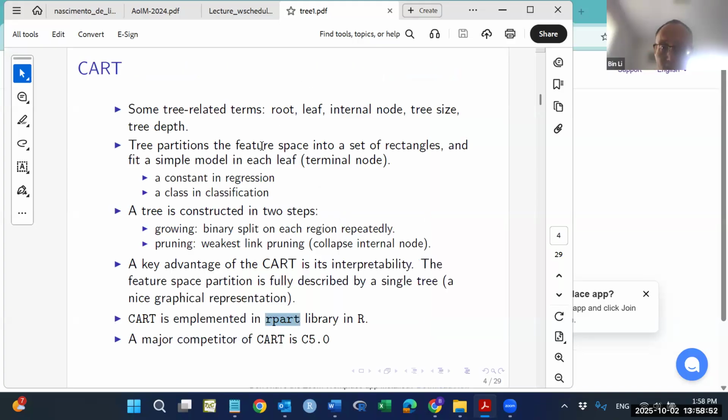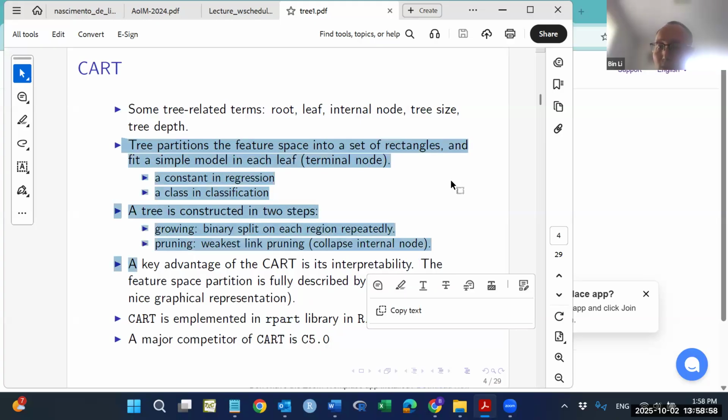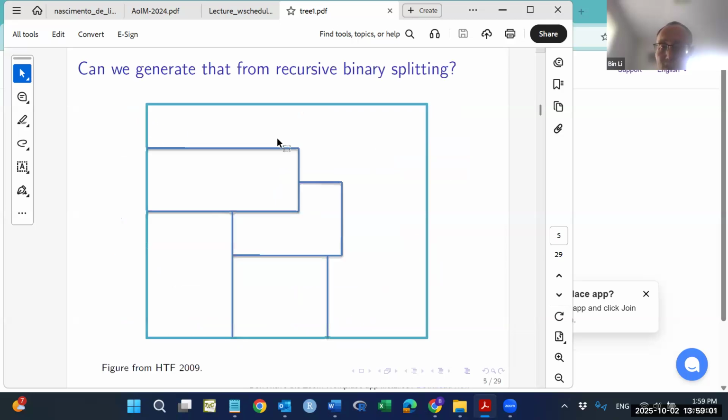Okay, so this is related to the tree basically partitioning the feature space into a set of rectangles. So can we get a splitting like that? No, we cannot. This is not doable by a single tree. It can partition the feature space, but this is not possible. And you can easily see why.